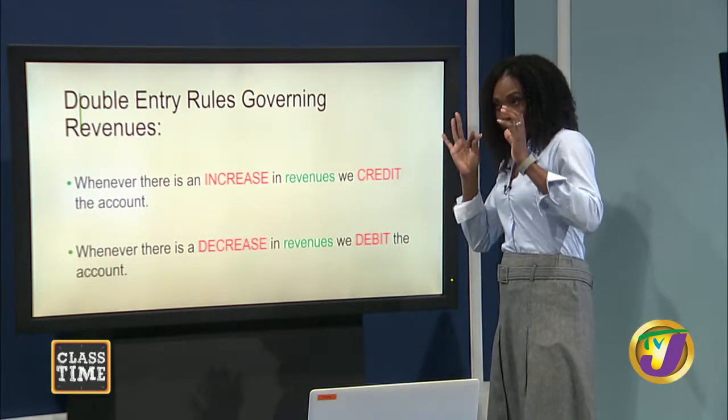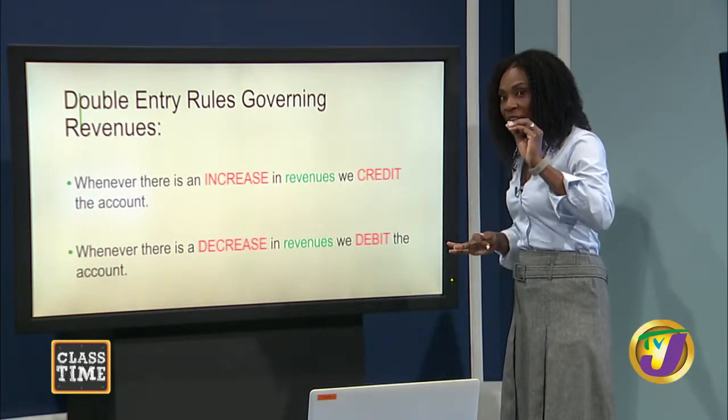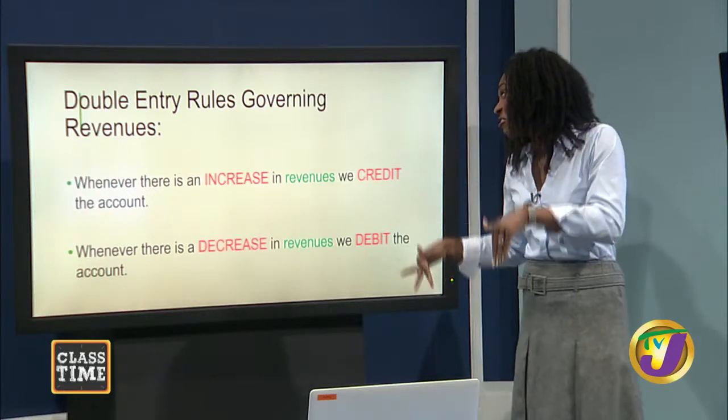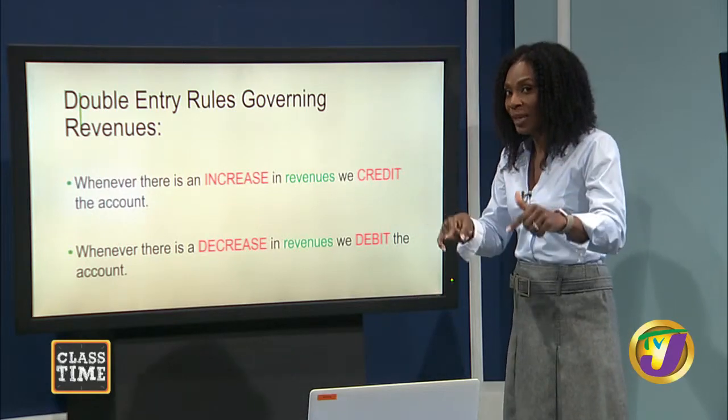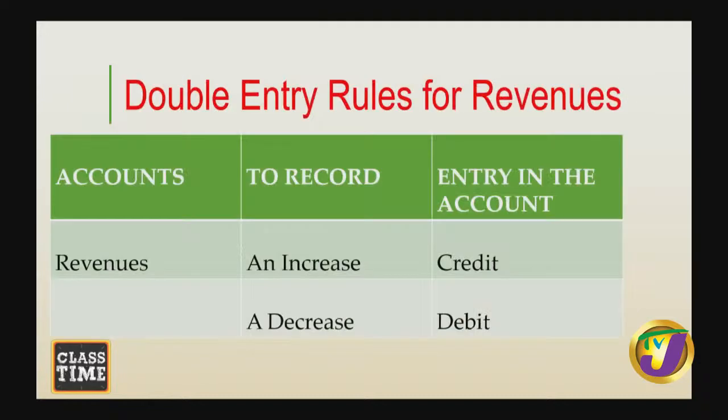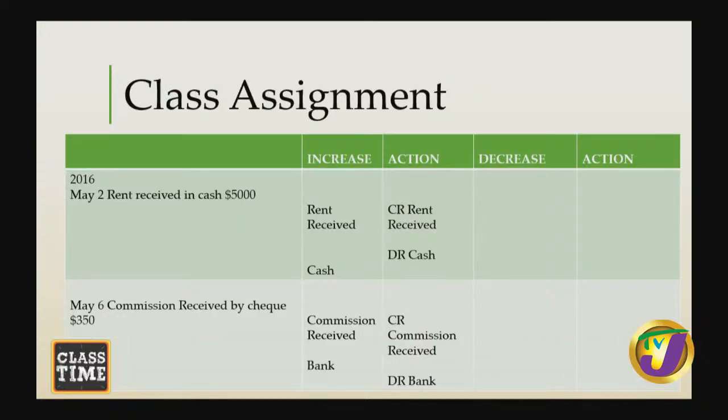Now, students, whenever there's an increase in revenues, we credit the account. Whenever there's a decrease in revenues, we debit the account. Write it down. Those who can, take a screenshot of this. You need it. See there again? For revenue accounts, to record an increase, we do what? Credit. Very good. And to record a decrease, we do what? Debit. Beautiful. Monica, pay attention, please.